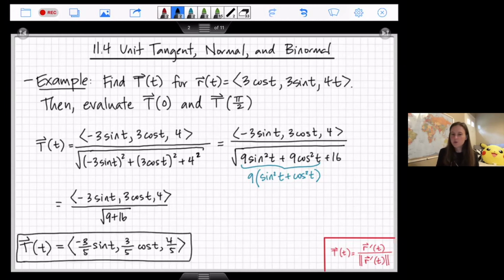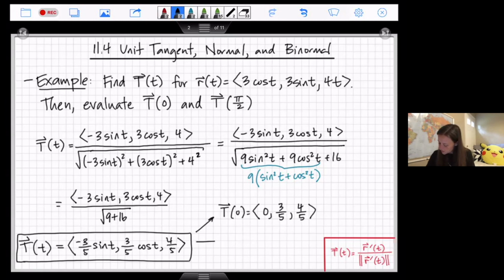And then they asked us to go ahead and evaluate T of 0 and T of pi over 2. So T of 0, let's see, sine of 0 is 0. So my first component when I plug in 0 is going to be 0. Cosine of 0 is equal to 1. So I'm going to get 3/5 times 1. And 4/5 is 4/5 no matter what, there's nothing to plug in, right? So that's our first unit tangent vector.